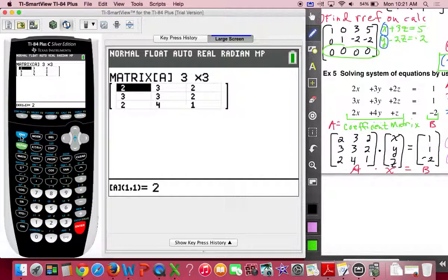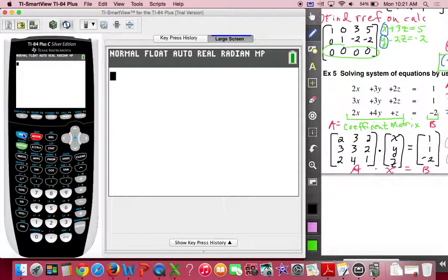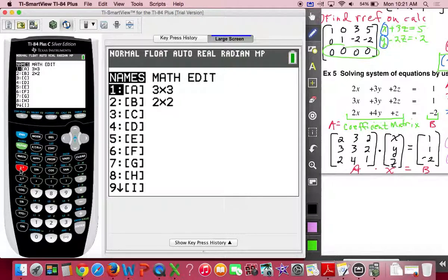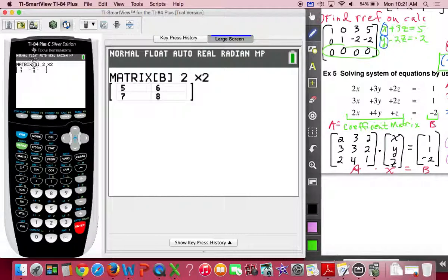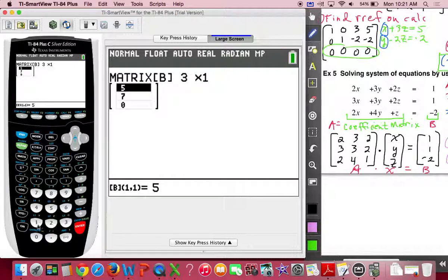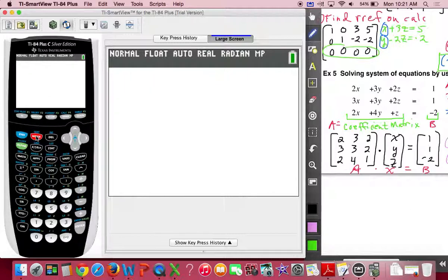And then to edit matrix B, you have to do second quit and go back into the matrix menu, second matrix. Scroll over to edit and make sure you scroll down and hit enter to edit matrix B, and make sure it says matrix B up here. And so matrix B, what are its dimensions? 3 by 1. So 3, enter, 1, enter.